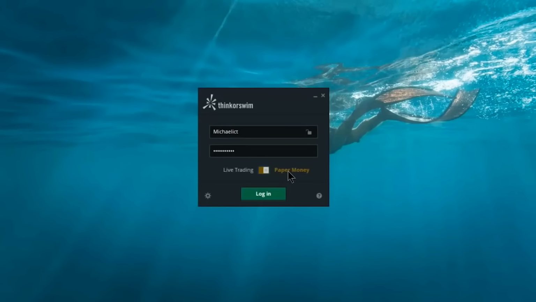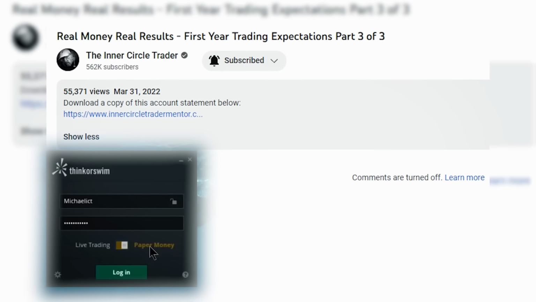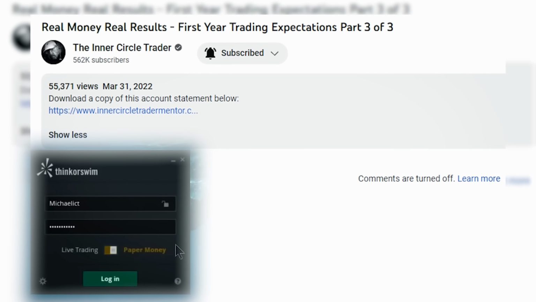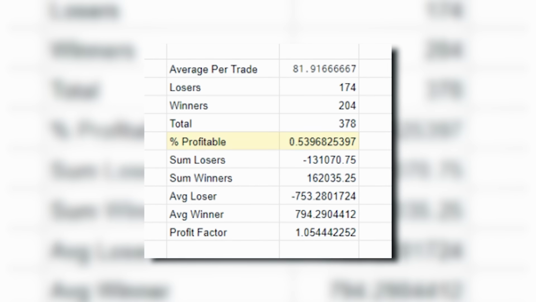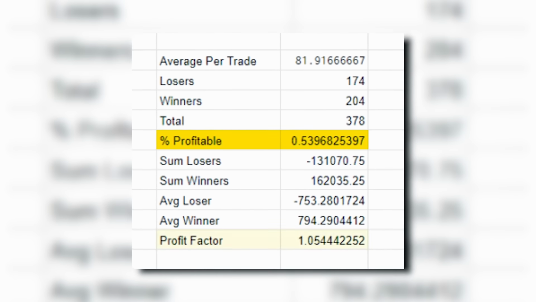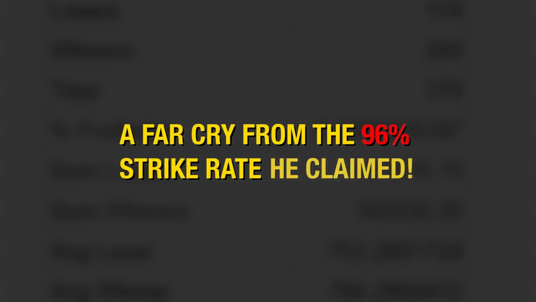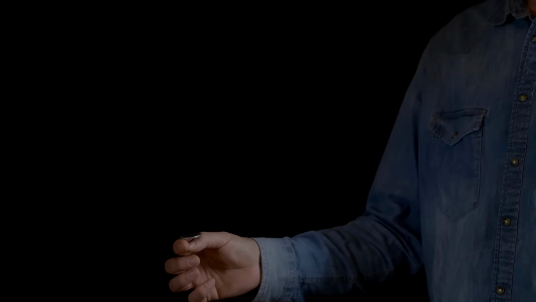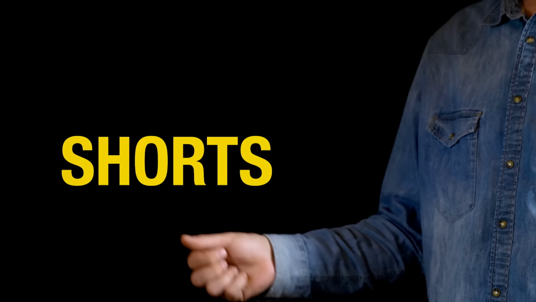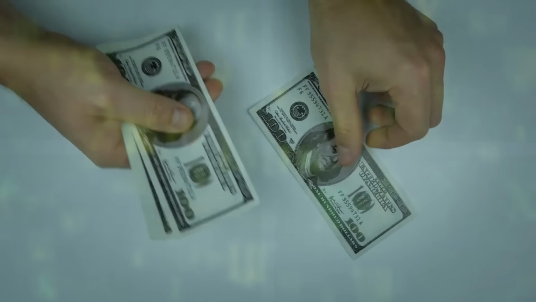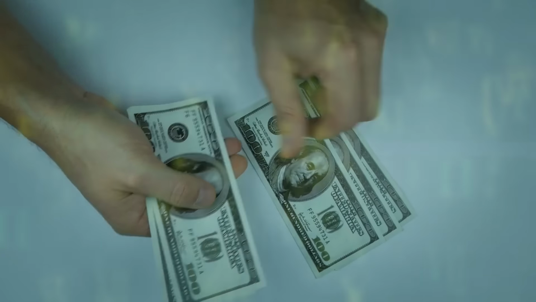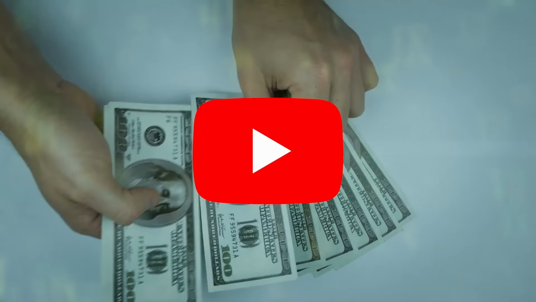In this case, Michael utilized a Think-or-Swim account with minimized tabs. He furnished only 3 months of statements for his broker, which are no longer available, where he had a profitability percentage of a mere 0.54 and a profit factor of just 1.05. A far cry from the 96% strike rate he claimed. It would be better to flip a coin to decide longs and shorts than endure his prolonged, empty, and tedious rants. Doesn't it seem odd that a supposed multi-millionaire feels compelled to validate himself daily on YouTube and Twitter?